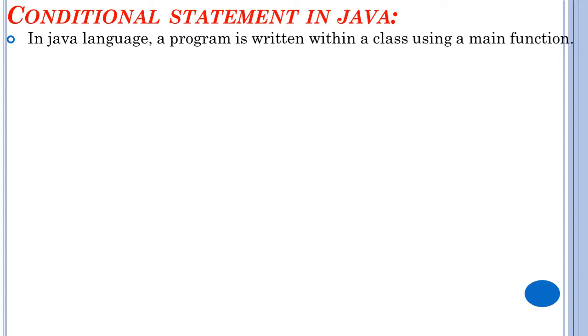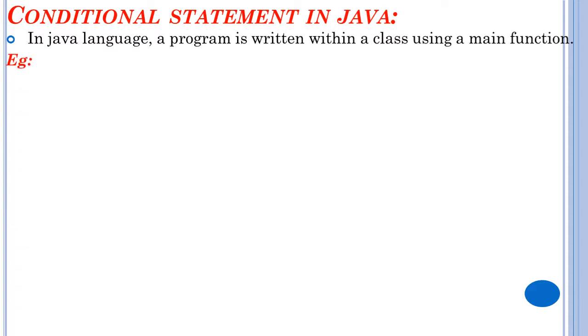Every statement must end with a semicolon. Then only the computer will get to know this is one statement, this is a second statement, right? After the end of the semicolon only it will go for the next statement. In a Java program, each statement ends with a semicolon that marks the end of a statement. It also indicates that a specific action is over.